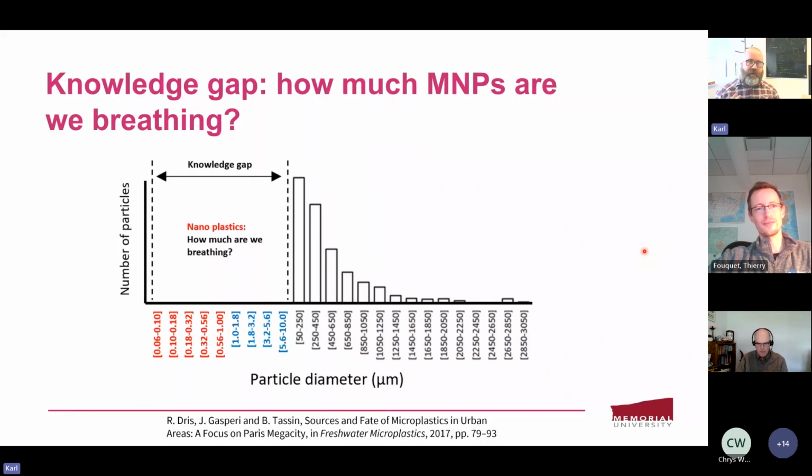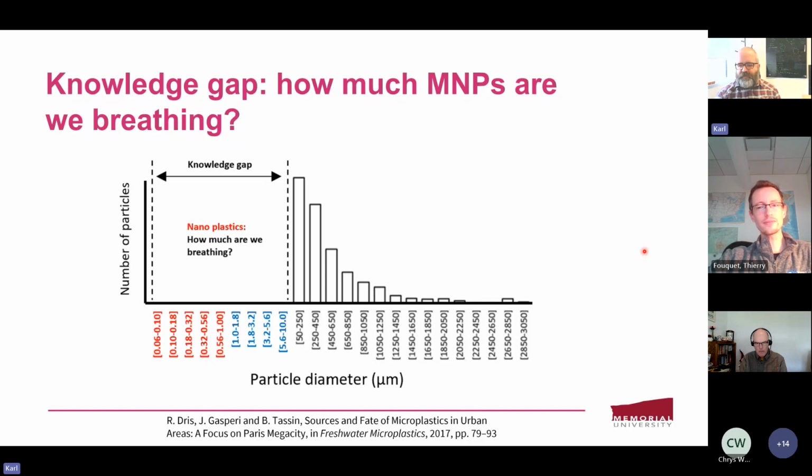We know from work that's been done over the years on particulate matter in the environment that inhalation of particulate matter can cause major health issues like cancer and asthma. And so the question is, how much is plastics contributing to this problem?